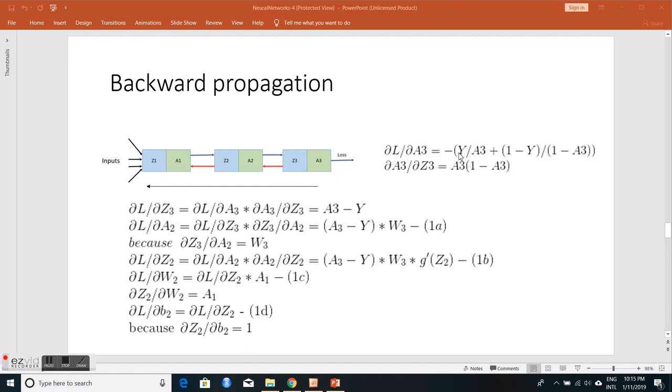So dou L by dou a3, taking the derivative of this, we have already seen this in presentation 2 and 3, it's minus y by a3 plus (1 minus y) by (1 minus a3), and dou a3 by dou z3 for a sigmoid function is a3 into (1 minus a3), because if we have sigma of z equal to 1 by (1 plus e power minus z), then dou sigma by dou z is equal to sigma into (1 minus sigma), so it is this. So dou L by dou z3 is equal to dou L by dou a3, which is this, into dou a3 by dou z3. If we multiply these two, we have already seen it will reduce to a3 minus y.